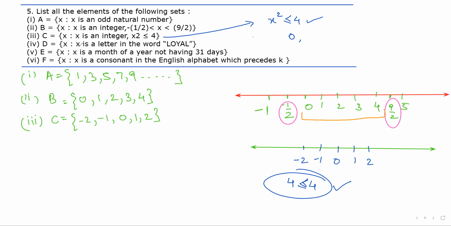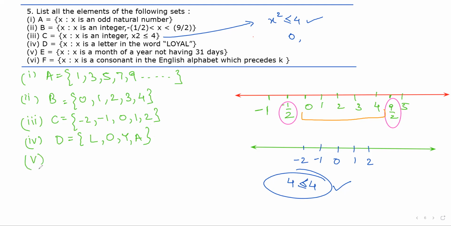Next. D is {x : x is a letter in the word loyal}. All you have to do is list all the letters in the word loyal: L, O, Y, A, and L. We won't write the second L because L is already written. One element is written once.